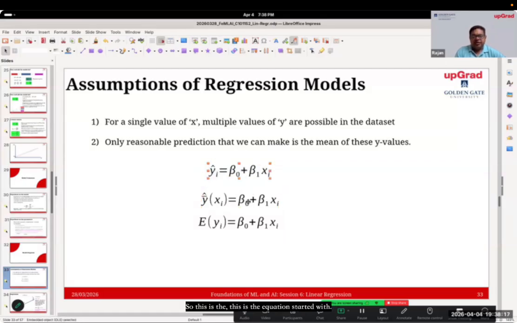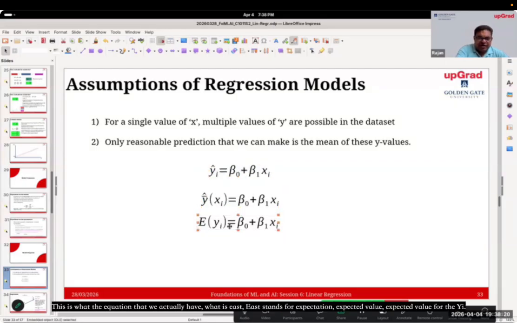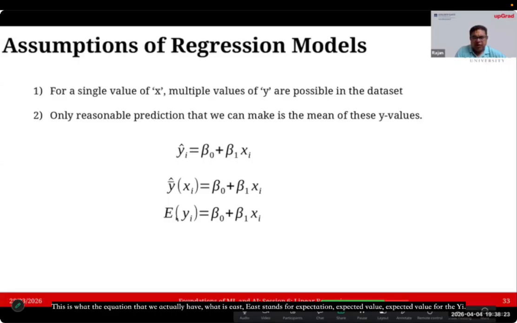This is the equation we start with. This is what we mean. This is the equation that we have. What is E? E essentially stands for expectation, expected value. The technique is called logistic regression, a classification technique. Okay, we'll talk about this. The idea is very simple.